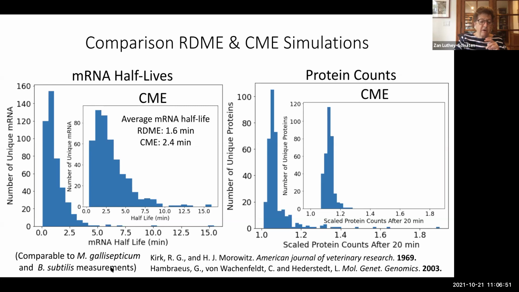But you can compare it to Bacillus subtilis and to another mycoplasma. And it agrees actually quite well with the distributions that they see there. We can also look at the scaled protein counts, but we're having to do this over 20 minutes and then compare that to what we see for the CME. You know, it looks somewhat similar. It should be really centered about 1.1 for these 20 minutes, and it's fairly close, right?